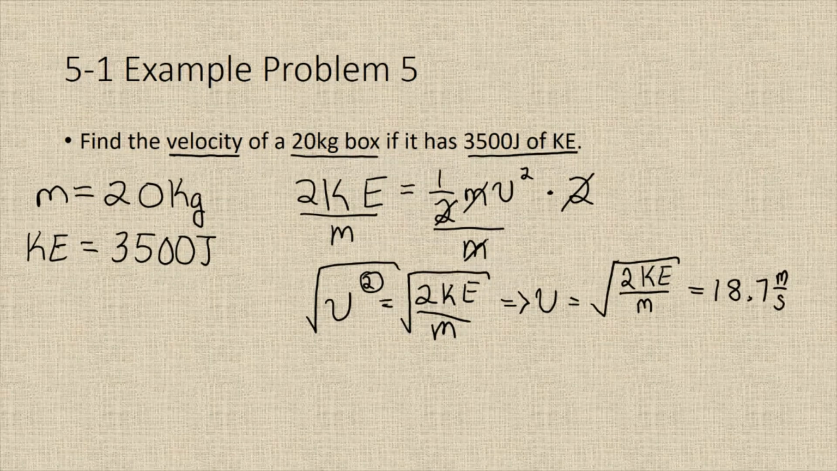Now we're just going to leave this as positive. We don't know anything about the direction the object is going, so we'll just leave it as a positive. If we were indicated that there was multiple directions involved, we would have to consider whether it's positive or negative.